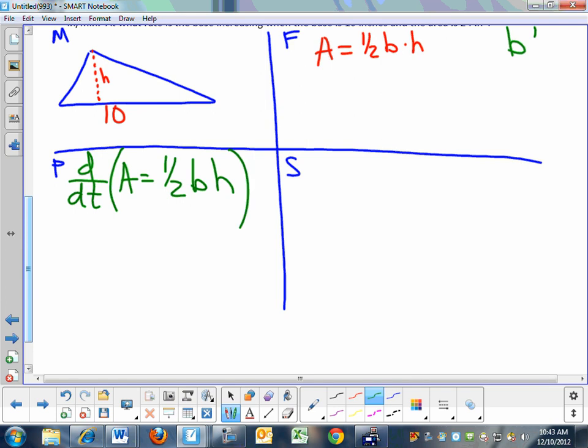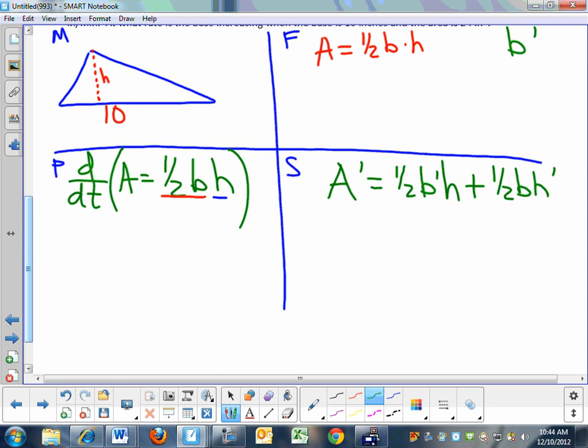What is the derivative of the area? A prime, which you said was 4. Okay, we'll plug that in. Now, if I'm going to use the product rule, I have two functions here, one that's in red, one that's in blue. What is the derivative of 1/2 b? Very good. 1/2 b prime times h plus h prime times 1/2 b. Good. That wasn't so bad, was it?